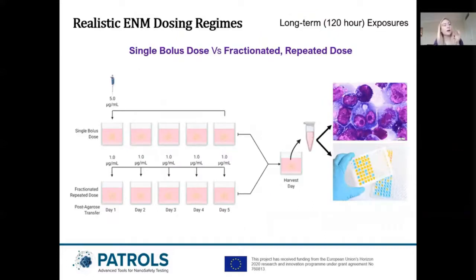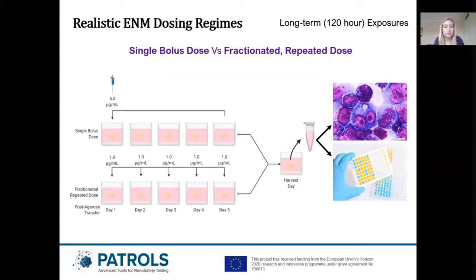So furthermore, we had a look at the manner in which the ENMs are dosed onto the cells within in vitro cultures, as this may influence their biological interaction, as humans are usually exposed to low doses of ENMs over extended periods of time, as opposed to a single high dose as typically applied in cell culture practice. So with this in mind, we decided to address this by undertaking a fractionated repeated dosing regime, as well as a bolus single hit dosing regime for a longer term 120-hour nanomaterial exposure.